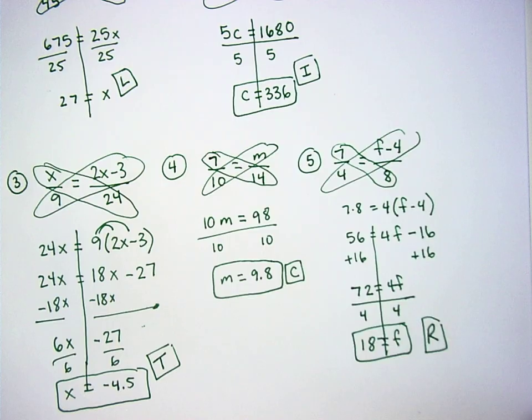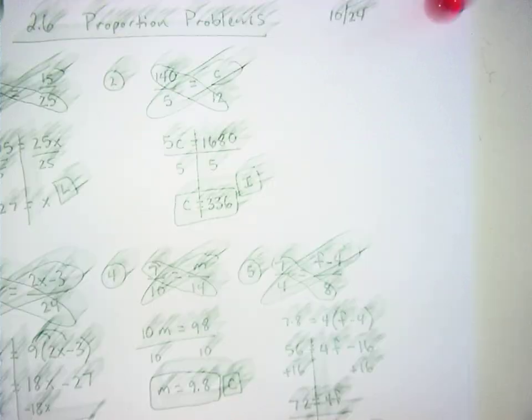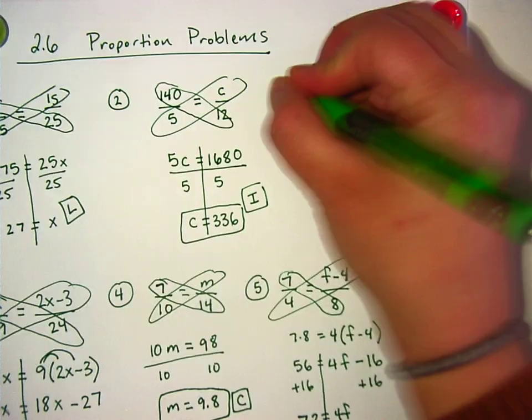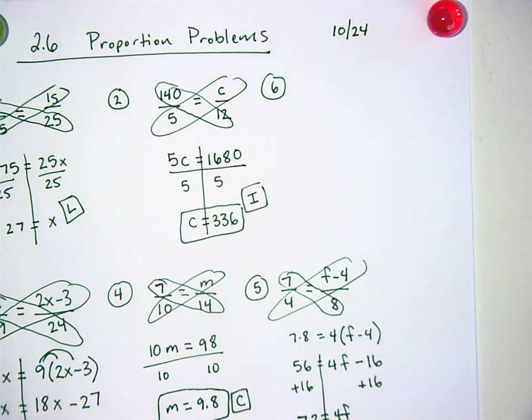All right, just because I'm running out of room, I'm going to scoot up to this top corner. I'm going to do problem 6 up here. Anybody got a bingo? Nada. Anyone close to a bingo?